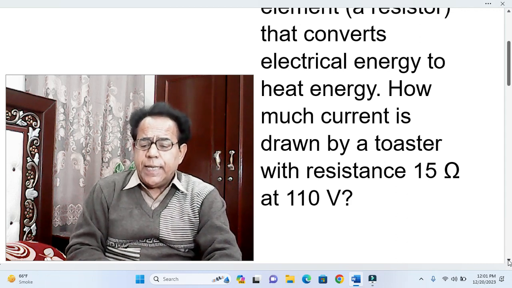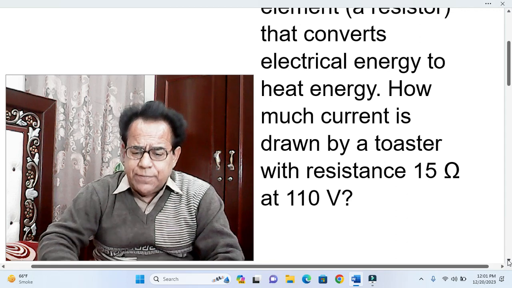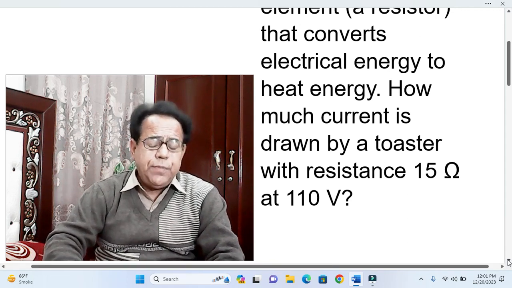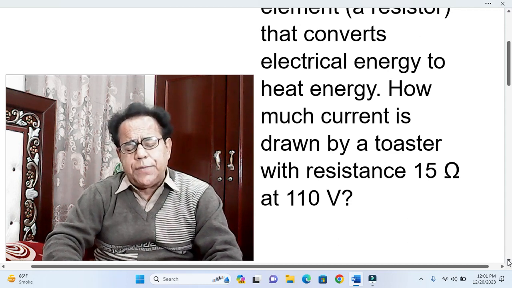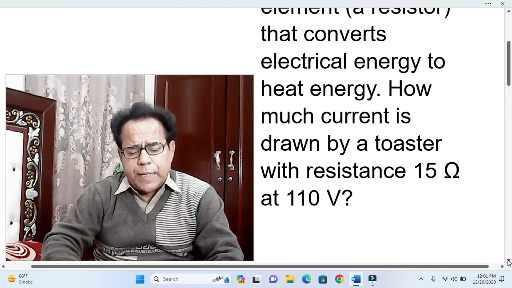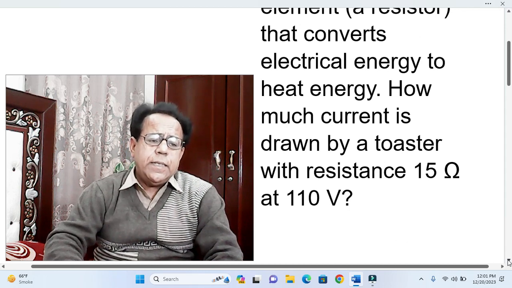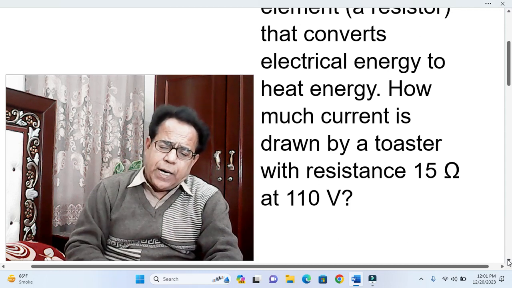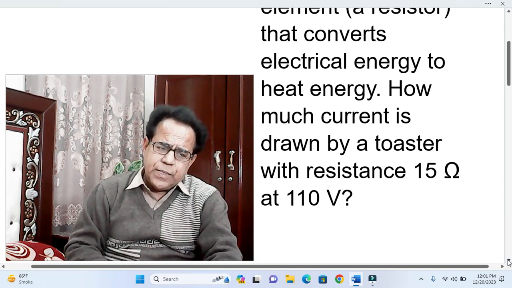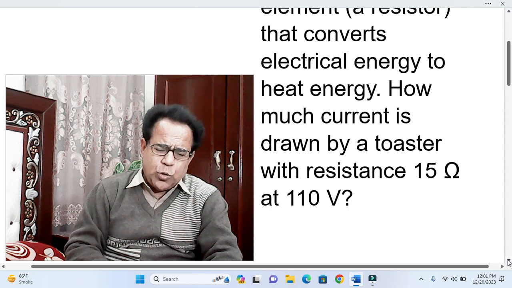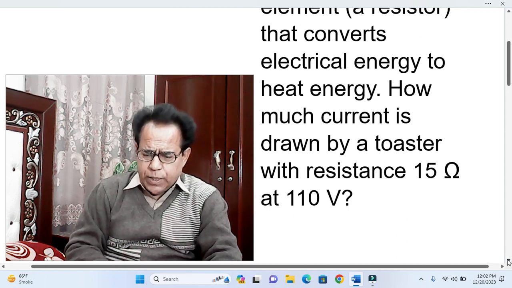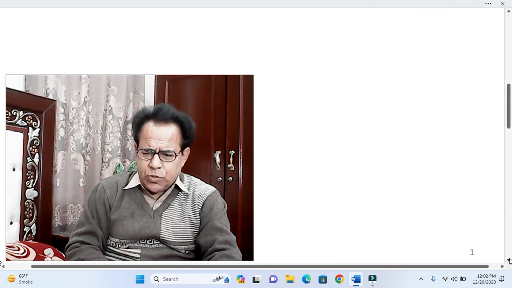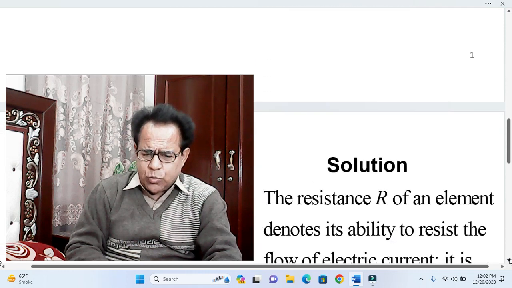Okay. Here what is given? A resistance is given and voltage is given, and we have to determine current. We will apply the same formula as we applied in the previous problem. That is to say, this problem as well as the previous problem both fall under the jurisdiction of Ohm's law. Okay. So now we start our solution in a formal manner. Solution.